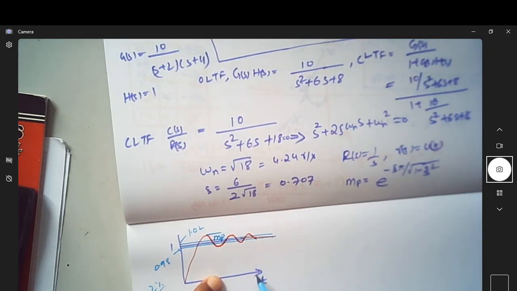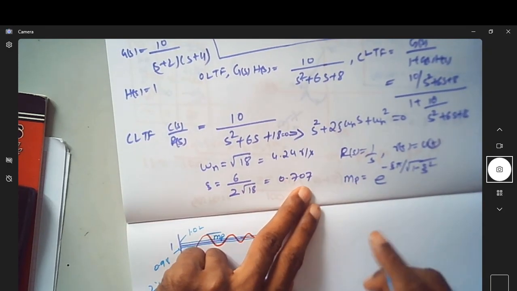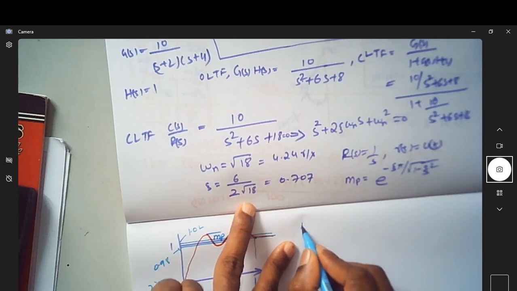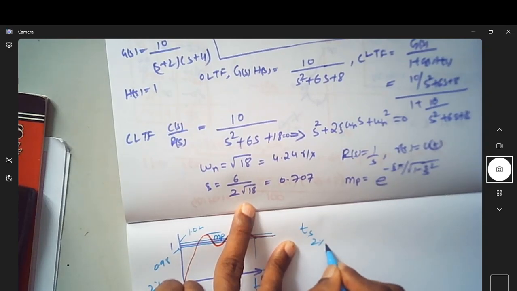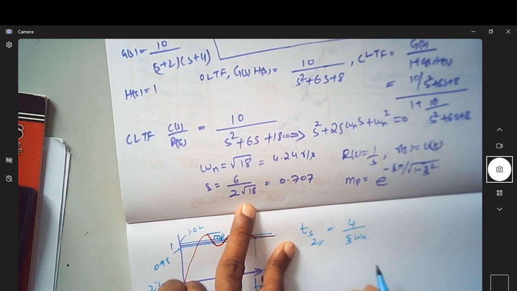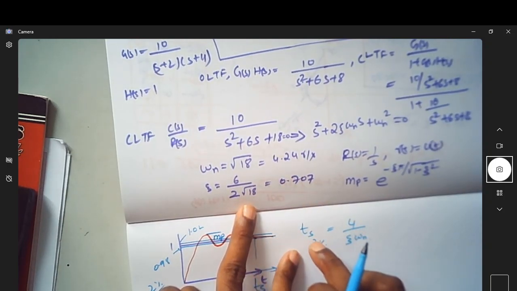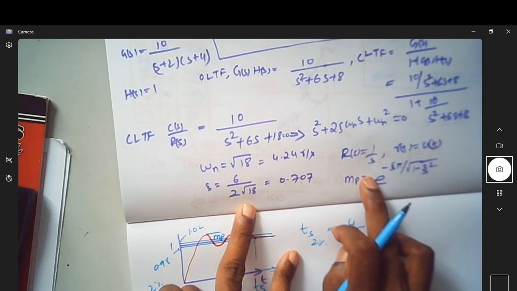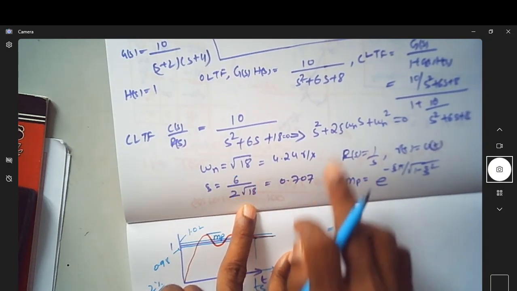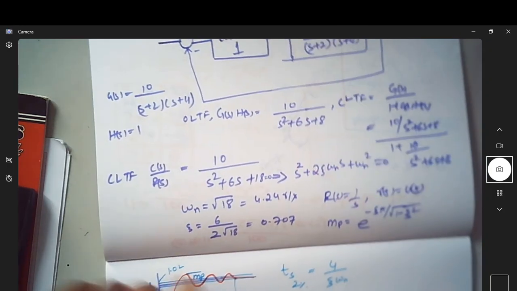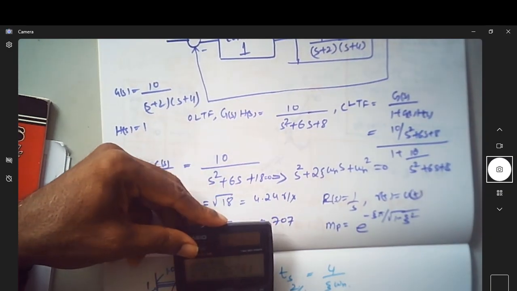So we are trying to find out what is TS for 2%. This is the expression for MP, and similarly we have the expression for TS for 2%, which happens to be 4 by zeta into omega n. Since we know the values of zeta and omega n, we can estimate what is TS and MP for this particular system.